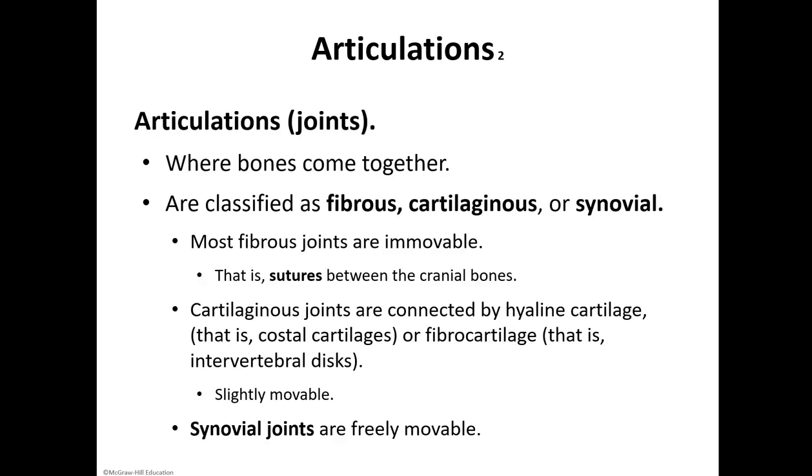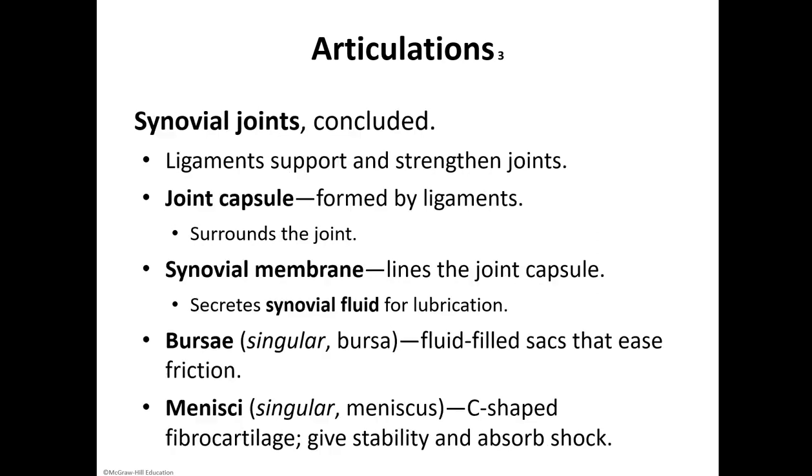Articulation is a term for bones joined at joints. Articulation is classified as fibrous, cartilaginous, and synovial. Fibrous joints are immovable, cartilaginous joints are connected by hyaline cartilage and tend to be slightly movable, and synovial joints are freely movable. In a synovial joint, the fibrous capsule is lined with a synovial membrane, which secretes the synovial fluid to lubricate the joint.